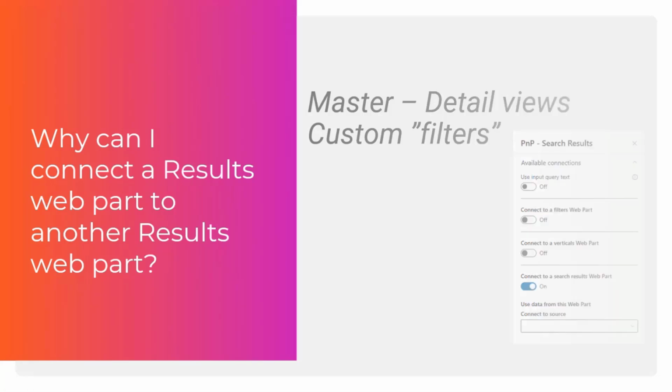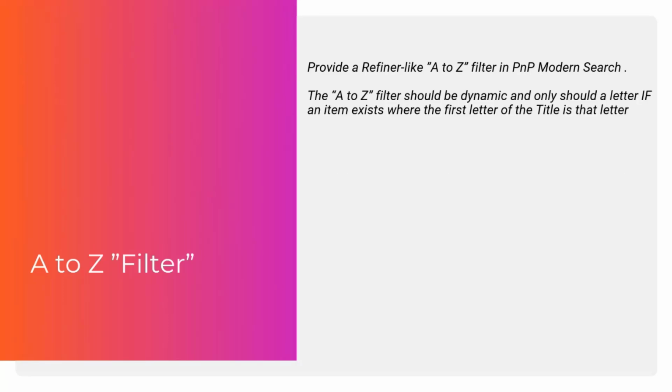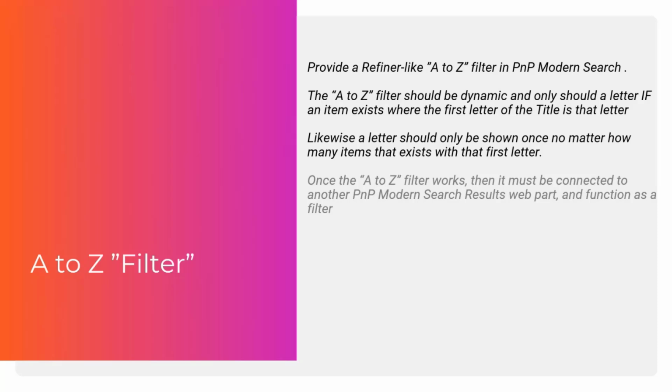And the requirements that we got is that we want to create this A to Z filter or alphabetic filter. We want to do it in modern search, and it should be dynamic, which means that if I have some topic and the first letter of that topic is there, then we should see that letter, and I'll make sense shortly. If we have the same letter present twice, we want to remove that. We only want to see it once. And once we have that up and running, then we want to connect it to another web part and make it work like a filter.